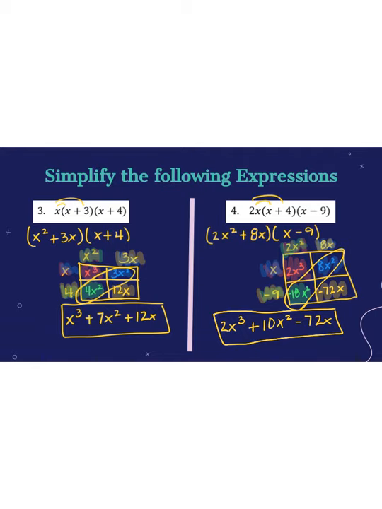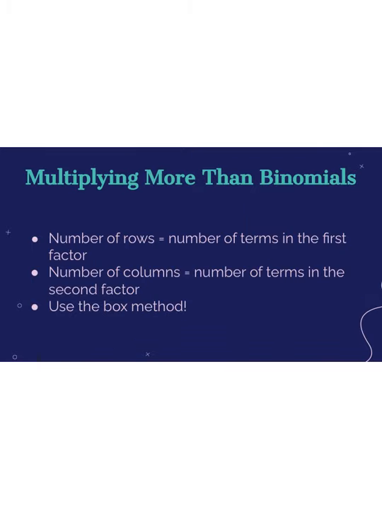Hold on, I just saw a mistake I made. So look at this one right here. We have a negative 18 plus a positive 8. That will change this to a negative 10. So right here, that should be a negative 10x squared. So 2x to the 3rd minus 10x squared minus 72x should be your final answer. Sorry about that. Okay, this next set that we're going to do, we're going to be multiplying more than binomials.